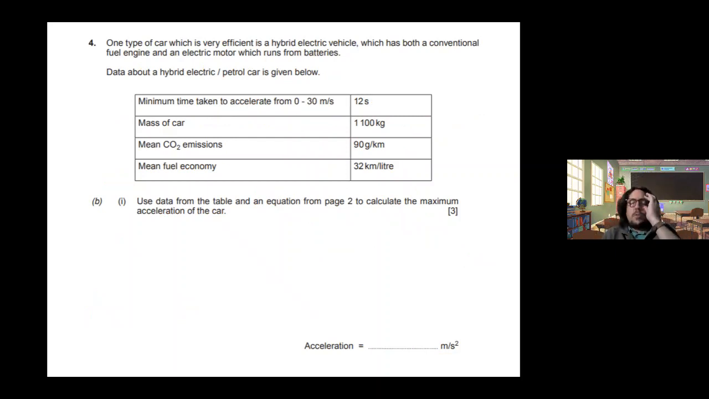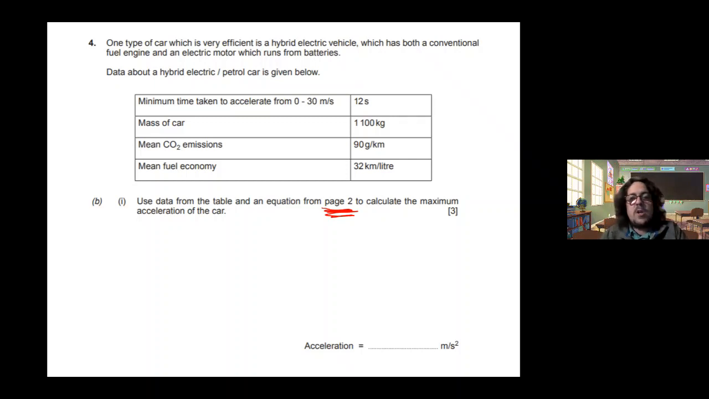Here we've got a question about a car. We're given a table. Mr. Nettle's going to be doing a little bit about interpreting tables and graphs shortly, in one of our upcoming sessions. In this question, we're given information like the mean time taken to accelerate from 0 to 30, the mass of the car, the CO2 emissions, and the fuel economy of the car. Use data from the table and an equation from page 2 to calculate the maximum acceleration of the car. Is that page 2 again, guys?